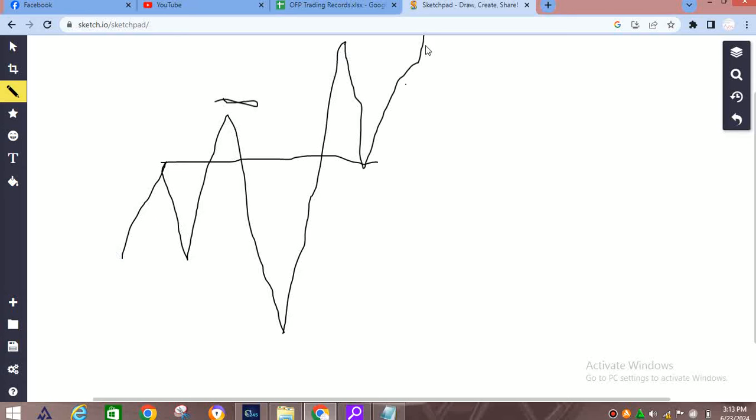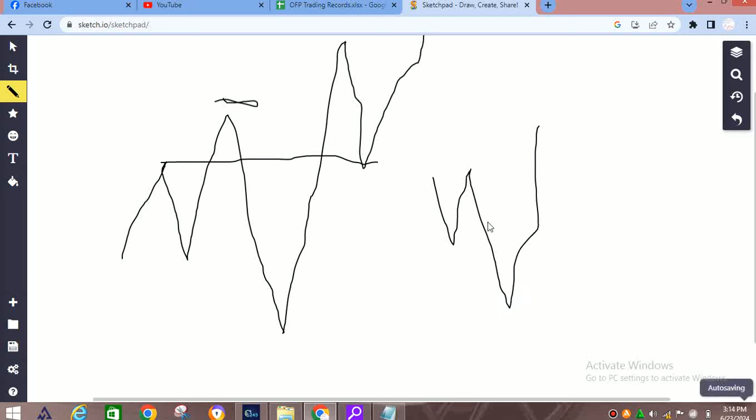The buy Quasimodo is the same thing. You just have an upside down shoulder and a head. So this is a shoulder and a head. So we're always expecting a sell just here.